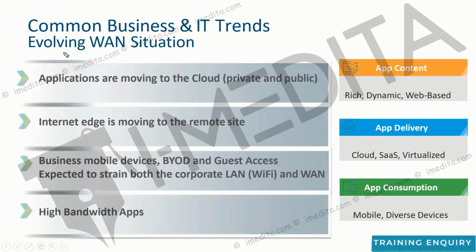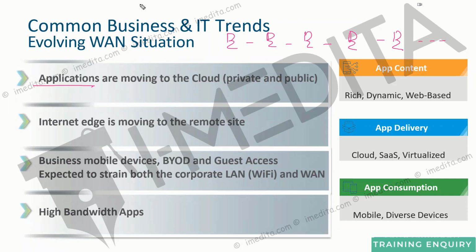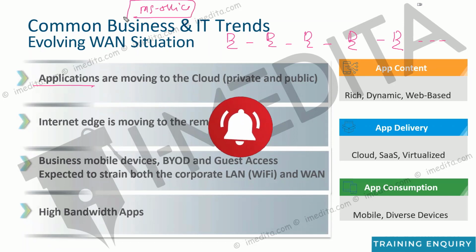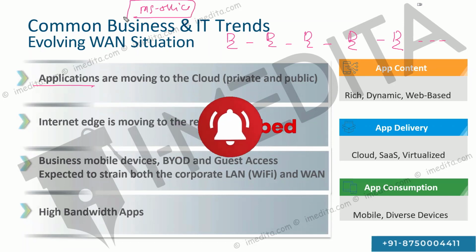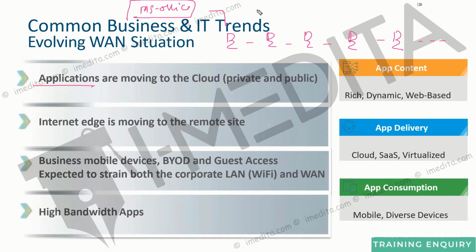Some common business and IT trends in the evolving WAN situation are that applications are moving to the cloud, both private cloud and public cloud. Let's say you have 1000 users, each with their own desktop or laptop, and all of them have to access Microsoft Office, a very simple application for office work. We have to install Microsoft Office on all 1000 devices one by one, which is a time-consuming process. It will require subscriptions and everything.